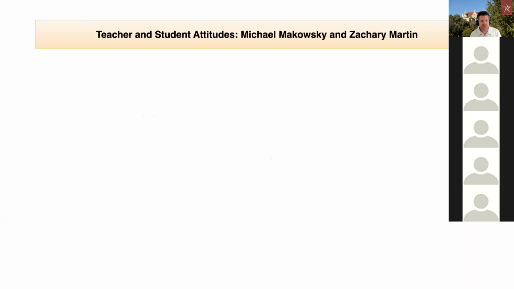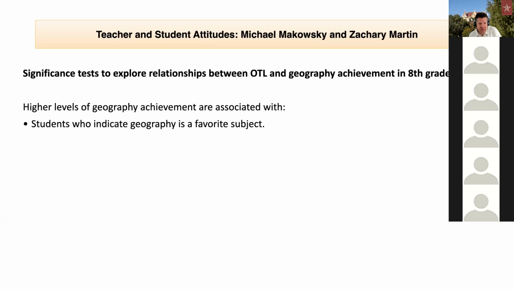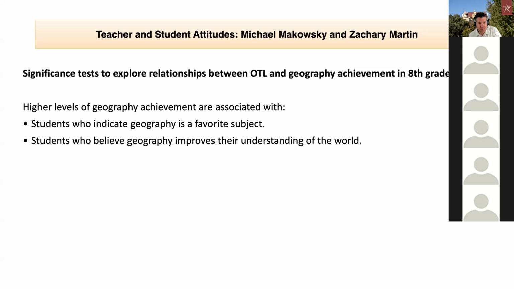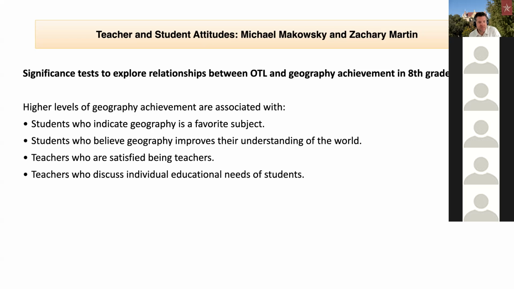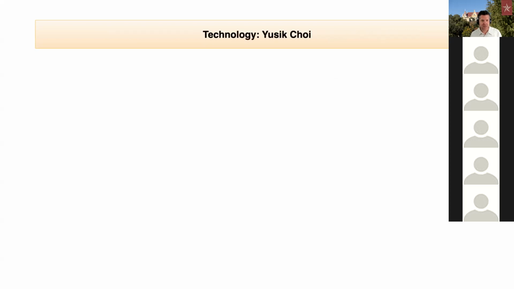Speaking of attitudes, Michael and Zach took a look at some variables associated with teacher and student attitudes and relationships to achievement. So they found higher levels of achievement associated with students who indicate geography as a favorite subject, students who believe geography improves their understanding of the world, teachers who are satisfied being teachers, teachers who discuss the individual educational needs of students. These are, again, just some other variables that this preliminary exploration of the data set is suggesting that we may want to take a closer look at by adding them into our multi-level model.